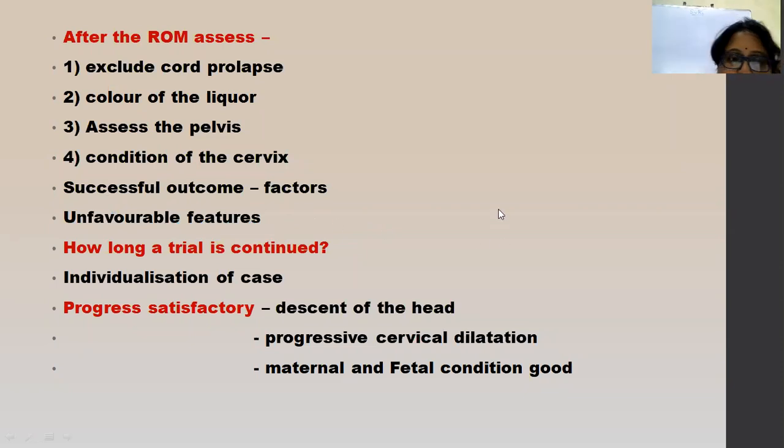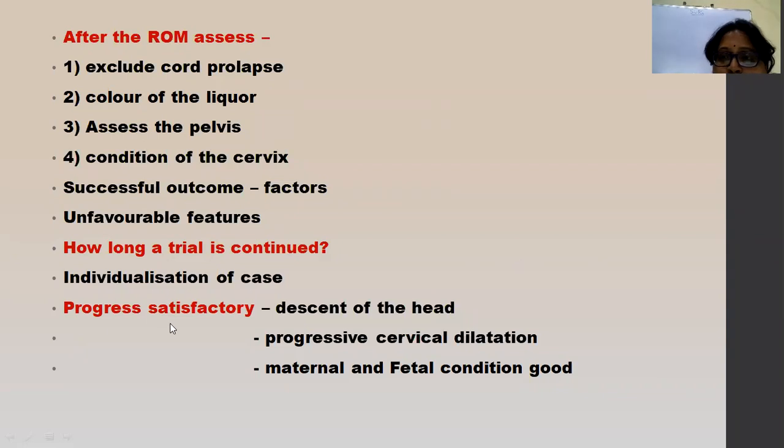So now, what is the most important question in the trial labor? How long should a trial be continued? For how much time should you continue this trial labor? There is no time limit as to how long a trial is continued, but it is individualized to each case. While you chart the partogram and when you do all the above methods, like when you do a rupture of membranes, see all this, then you have to decide whether you can continue or not. So it is always individualized.